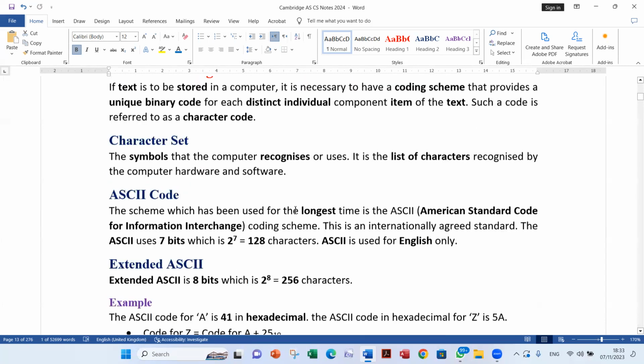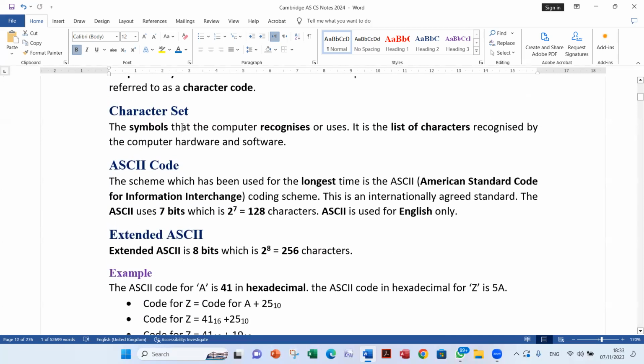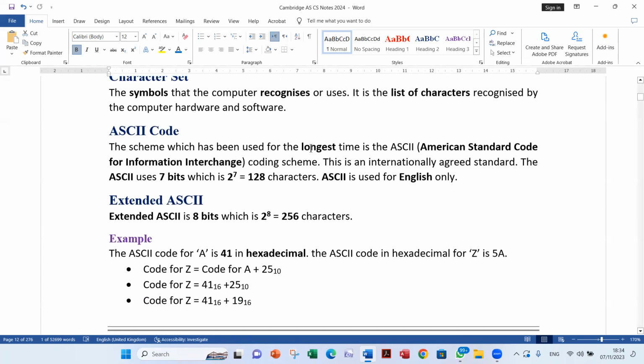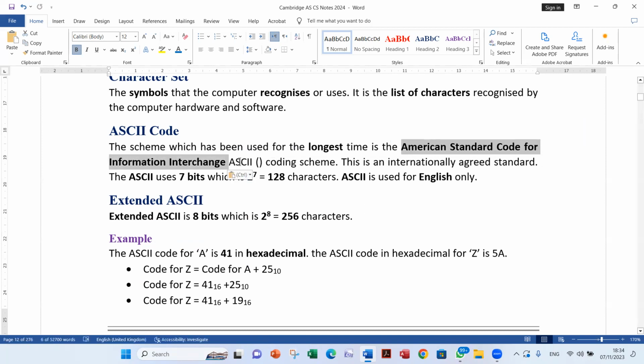Okay, let us have a look. So we know now what a character set is. By definition, they may ask you, the ASCII code, the scheme which has been used for the longest time, is the ASCII. It stands for American Standard Code for Information Interchange. Okay? This is an internationally agreed standard. The ASCII uses 7 bits. It was invented a long time ago. 2 to the power of 7 is 128 characters. ASCII is used for English only.